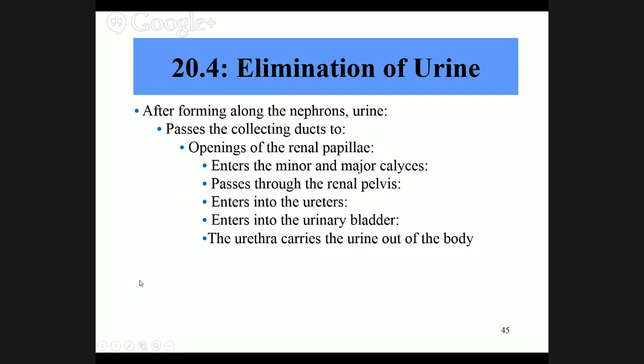Elimination of the urine. After forming along the nephrons, urine passes the collecting ducts to the openings of the renal papillae, enters the minor and major calyces, passes through the renal pelvis, enters the ureters, enters the bladder, and the urethra carries that urine out of the body.